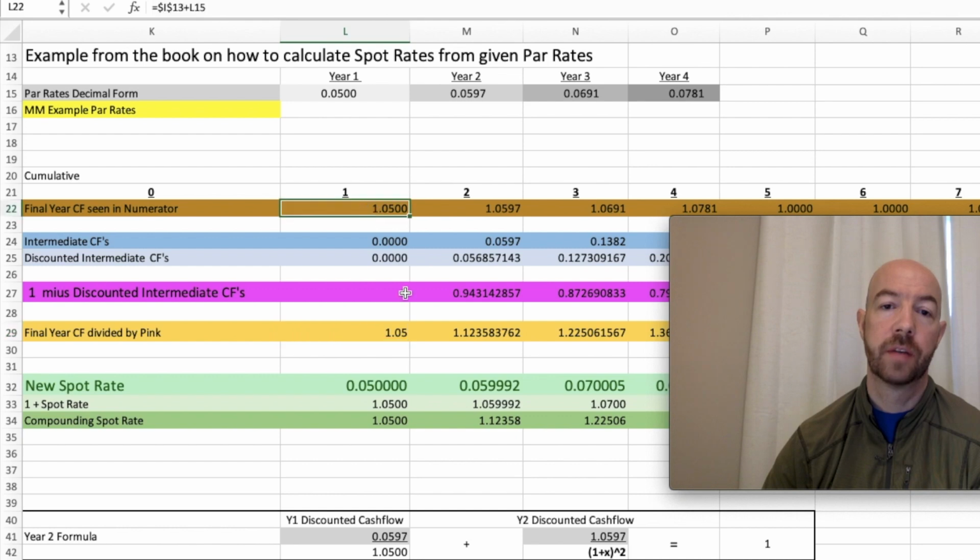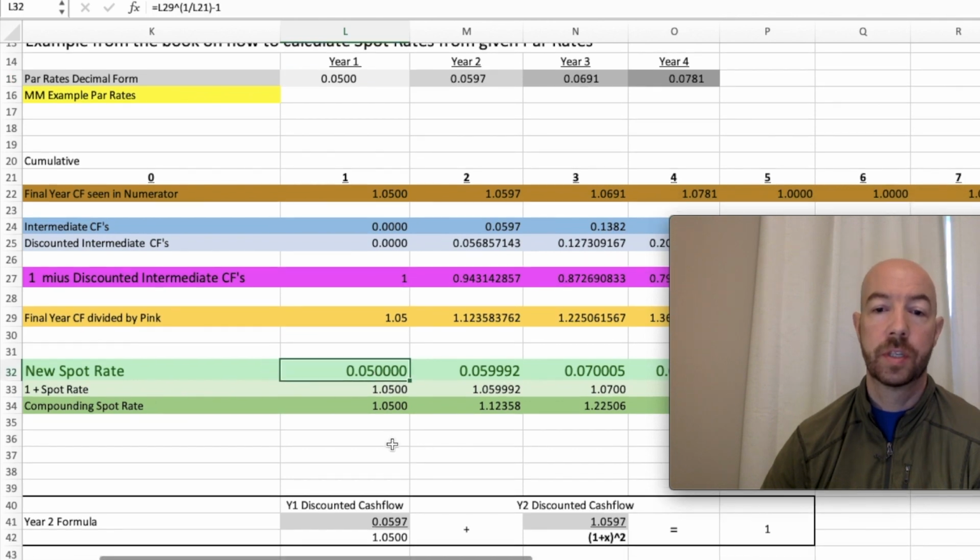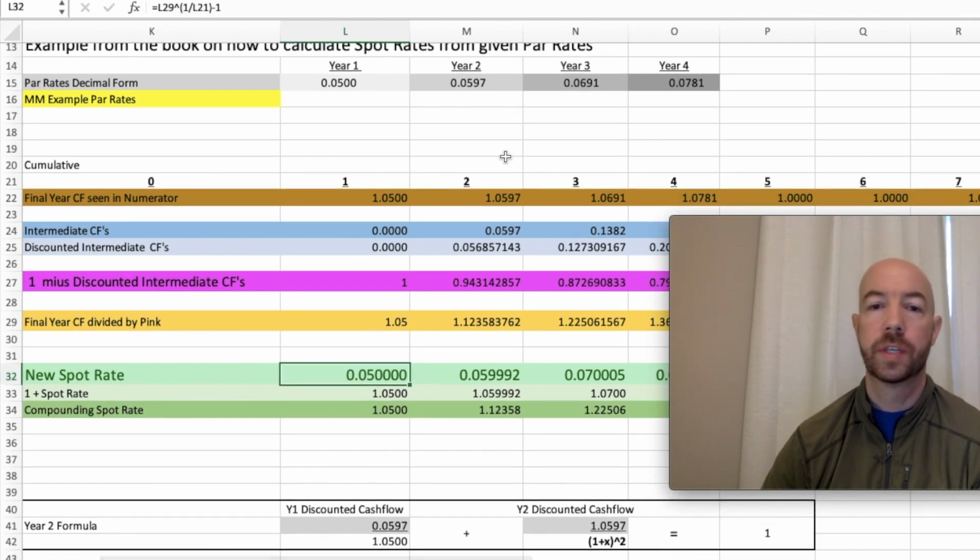Final year, brown divided by the pink gives you 105. And your new spot rate, basically drop the 1 off and you have a 5% spot rate. So the par rate and the spot rate are basically the same. You can see a little bit, it makes more sense in the second year. So let's go through year 2.